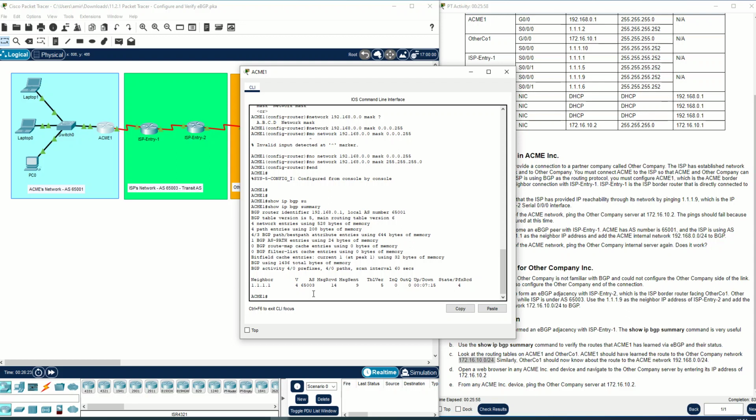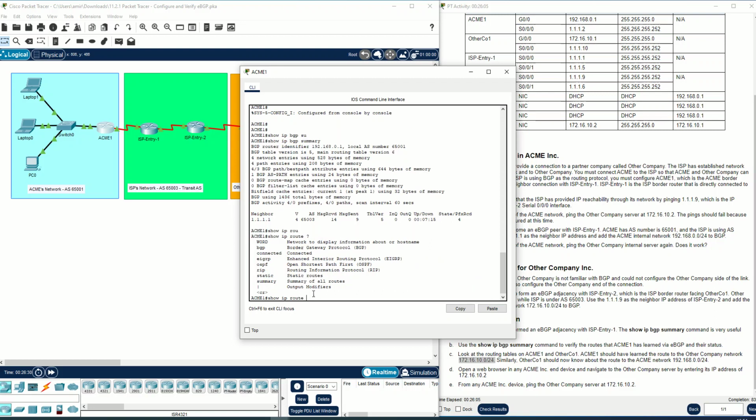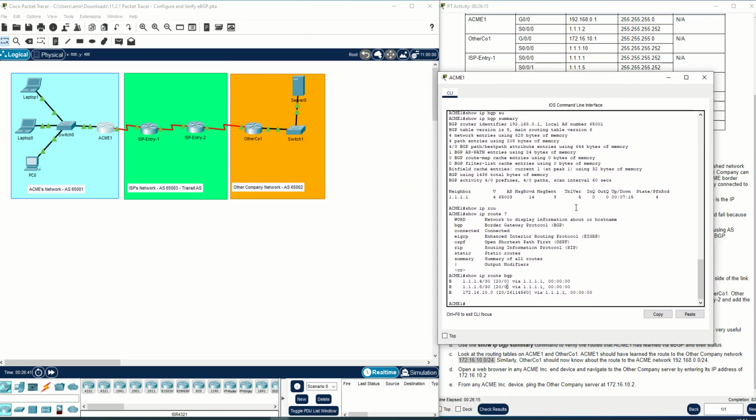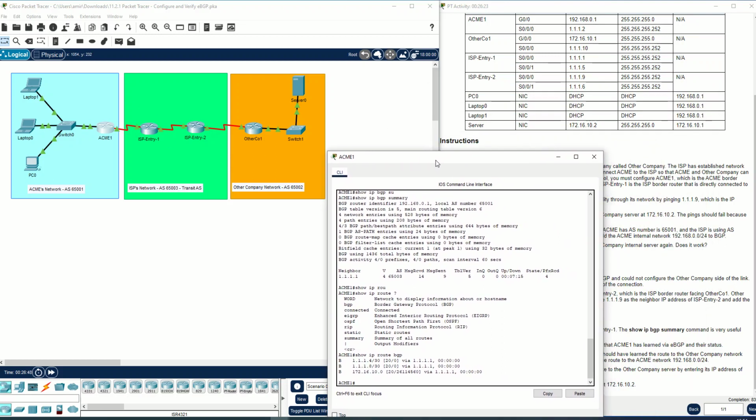If you go here and also write show ip route, you can see show ip route bgp. We have learned some networks here. We have learned 1.1.1.4, this is a network. This network we have learned from BGP, and also 1.1.1.8. We have learned this network between ISP and other CO1 in the ACME routing table. And we have also learned this address from BGP.